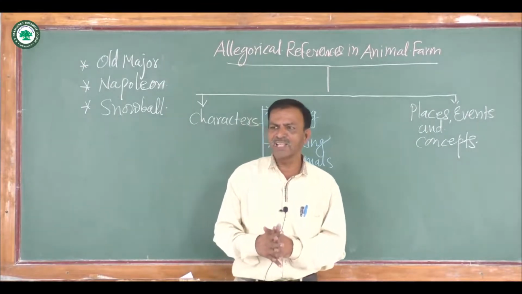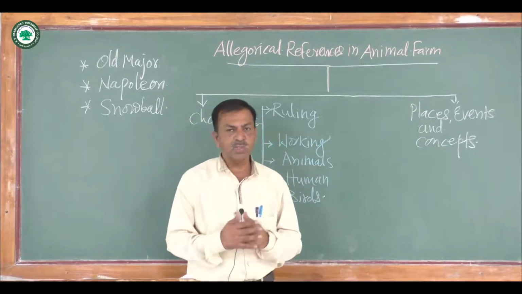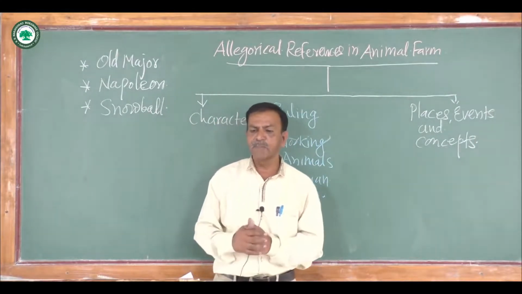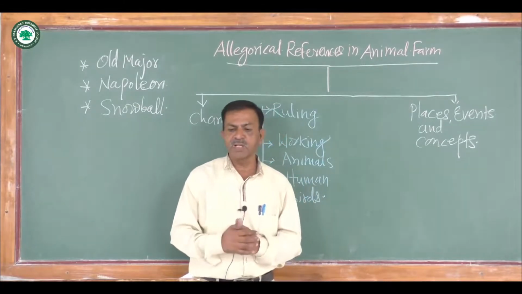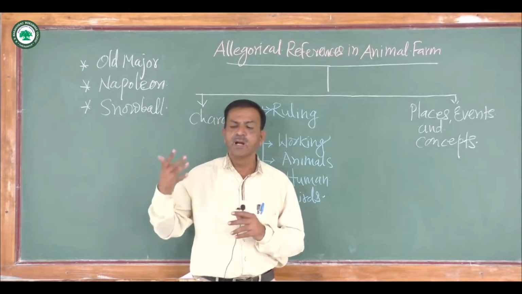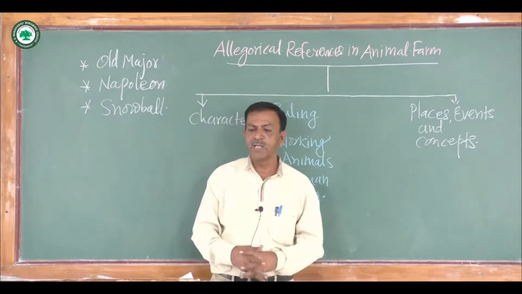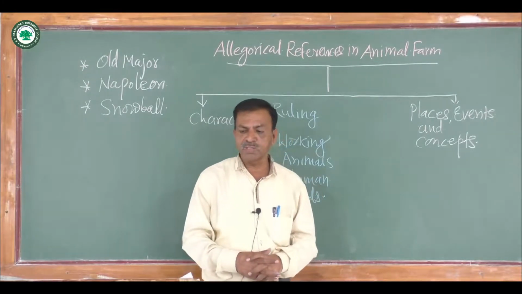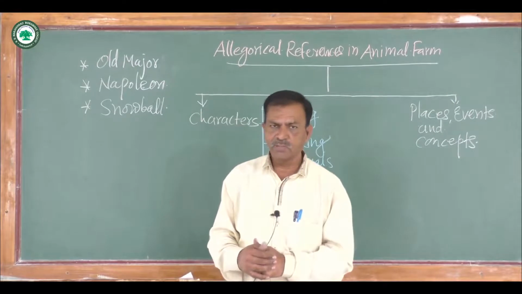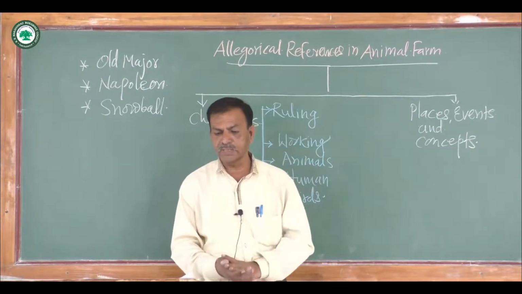The next character is Clover, which is also a cart horse. She is also strong, she is also stout, she is a motherly mare, she is middle-aged, but she maintained her figure even after her fourth foal. She has hairy hooves, and she always watched over Boxer. And at the end of the novel, she was very shocked to hear the news of Boxer's death.